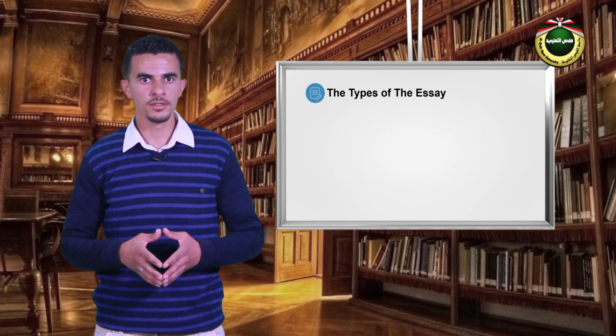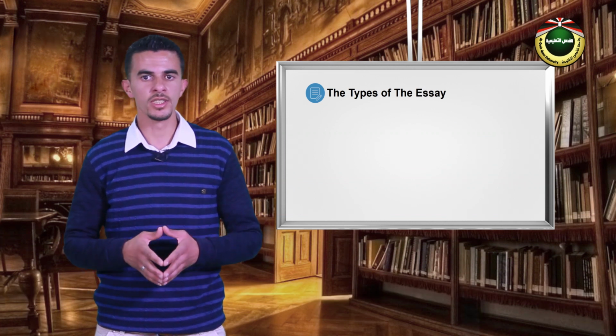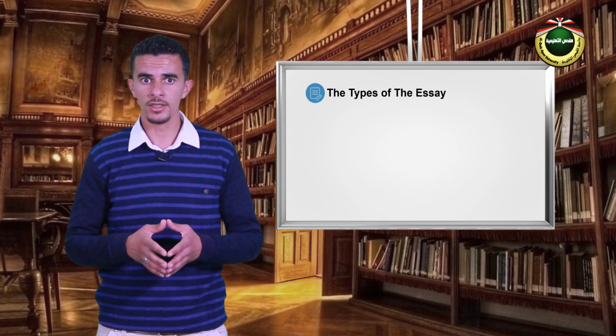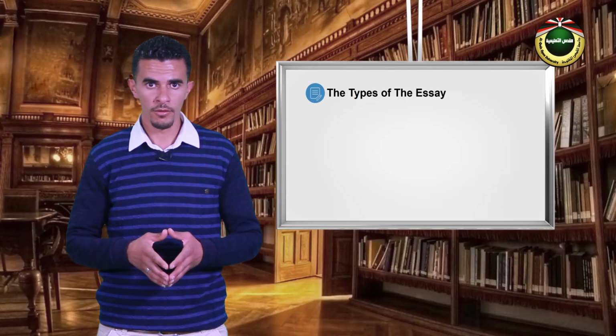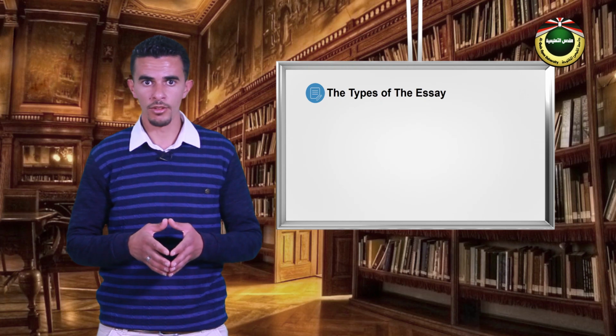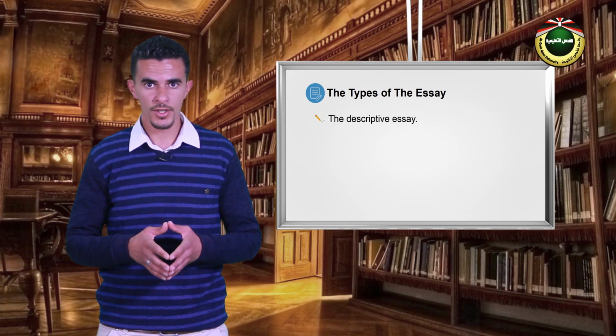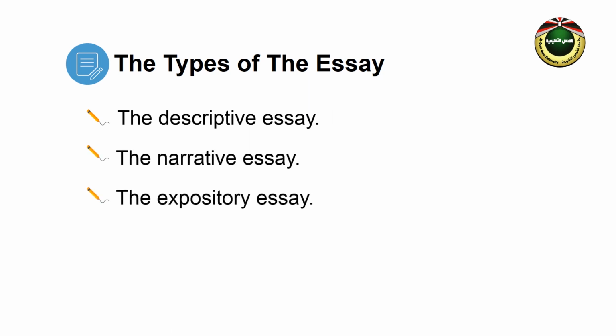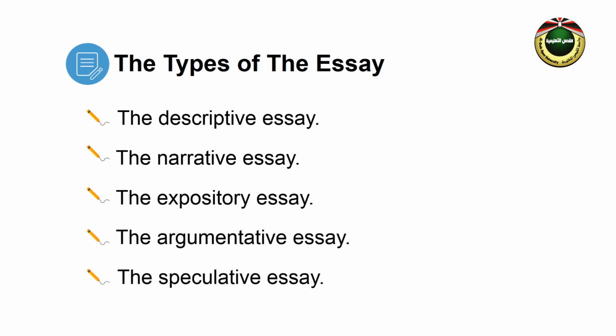Now, after defining the essay and its main general characteristics, we are going to demonstrate and discuss the main types of the essay. For the sake of clarity and convenience, let us divide the types of the essay into the following categories. First, the descriptive essay. Second, the narrative essay. Third, the expository essay. Fourth, the argumentative essay. Finally, the speculative essay.